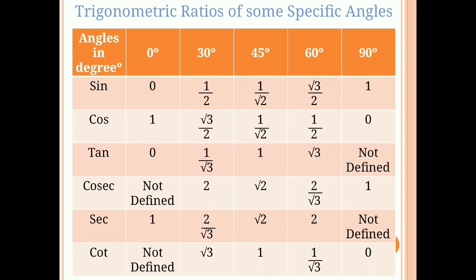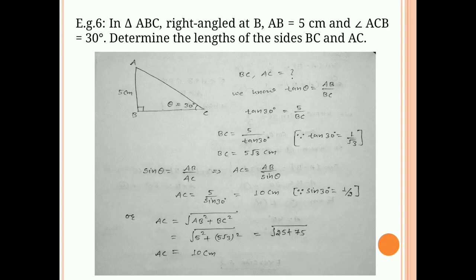Similarly cot of theta will be 1 upon tan of theta. So similarly we can calculate the ratios. We only have to remember the values of sine. The values at 0 degree and 90 degree we can easily remember, that is 0 and 1. And for 30 degree, 45 degree and 60 degree we have to remember. So try to remember this table, and let's move further.